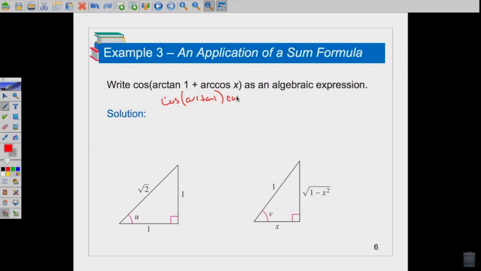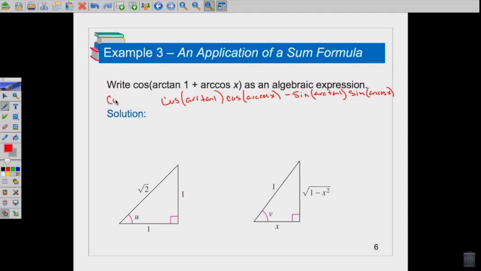And then times the cosine of the second, cosine of arc cosine of x. And then minus sine of the first, sine of arctangent 1, times the sine of the second, sine of arc cosine x. Alrighty, so what has that really accomplished? Well, it helps us to try and figure out what values we can put in here. I'm looking for the cosine of arctangent 1. Now I'm going to get that from these figures down here.